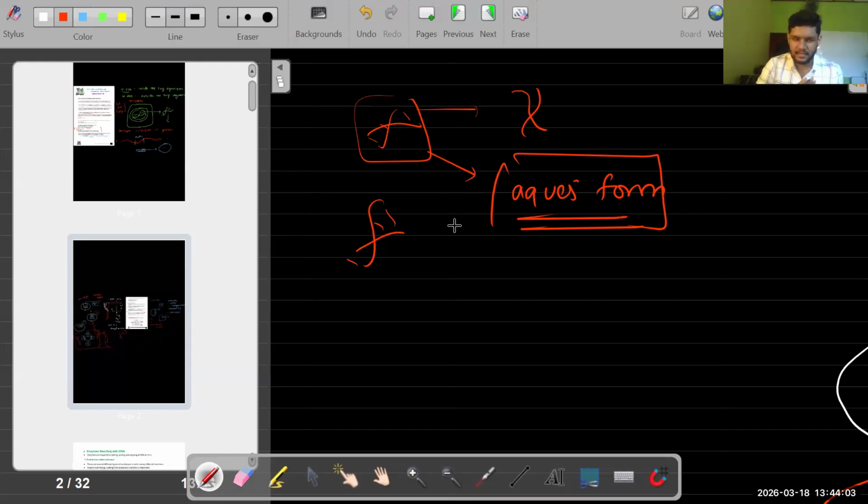Is it clear? It is a bit confusing, no, right? Aqueous form is simply liquid form. That liquid will contain the DNA. If you see it, it will be in aqueous form. This aqueous solution contains DNA, but it cannot be seen by the naked eye. Is it clear?